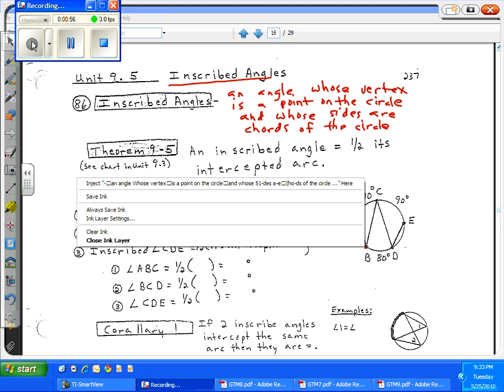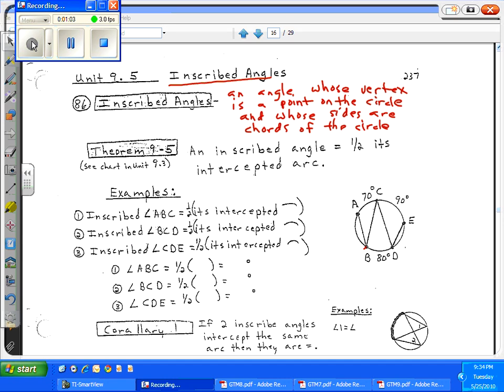An inscribed angle is an angle whose vertex is a point on the circle and whose sides are chords of the circle. So we take a point on the circle, make the sides chords of the circle, we have an inscribed angle. The vertex is on the circle.